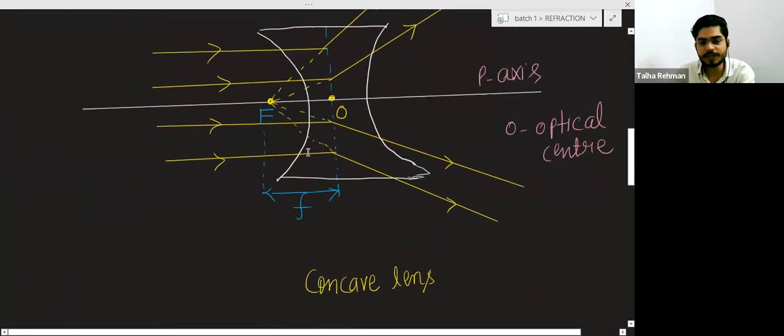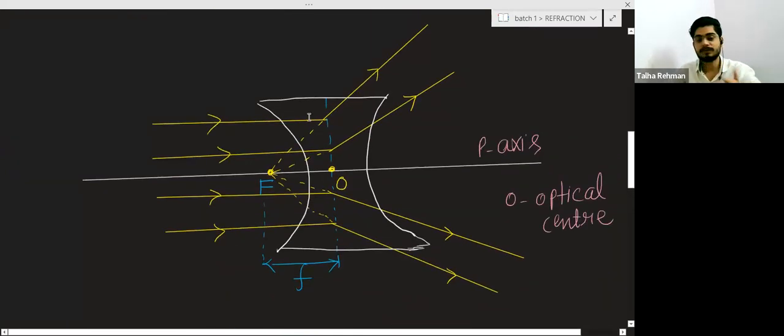Talking about the focal length of the concave lens, the same is the thing. Here the rays are coming parallel to the principal axis, and these rays diverge after refraction. I extend these rays in the backward direction, and the point where these rays appear to meet is known as the focus of the concave lens. The distance between the optical center and the focus is the focal length.